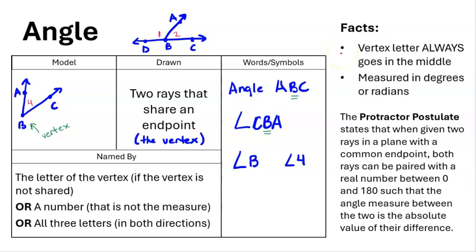And the protractor postulate is very similar to the ruler postulate, and it's just talking about being able to attribute those rays to be going through to a certain number on a protractor, and that we would be able to measure that angle somewhere between 0 and 180 degrees.